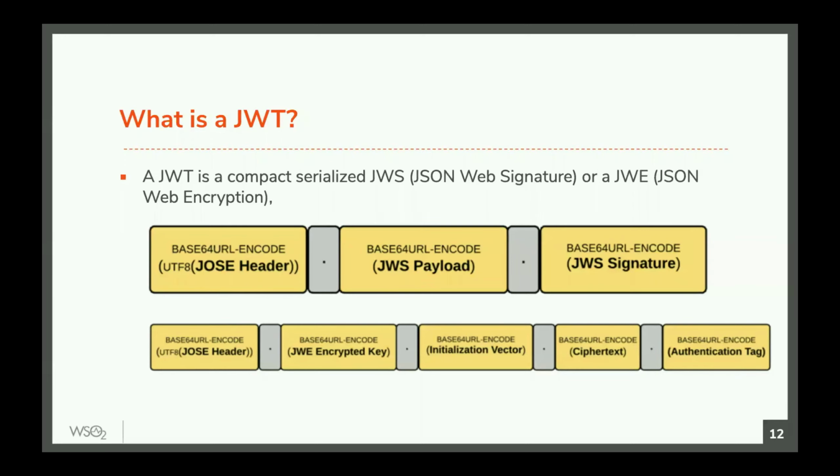So this JWS and JWE can be serialized in 2 ways. One way is compact serialization. The other one is JSON serialization. We'll go through JSON serialization later. But we call it a JWT only if you use compact serialization. So the precise definition of JWT is a compact serialized JWS or JWE. Or in other words, when you say JWT, that means it's compact serialized.